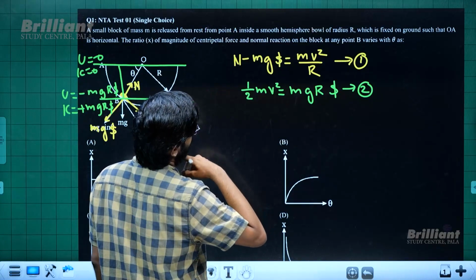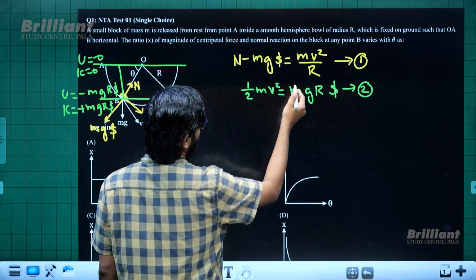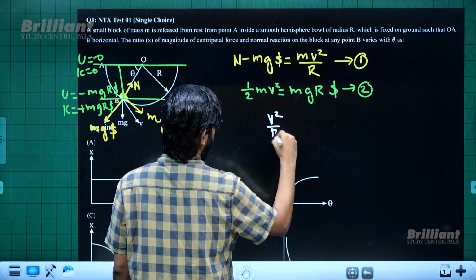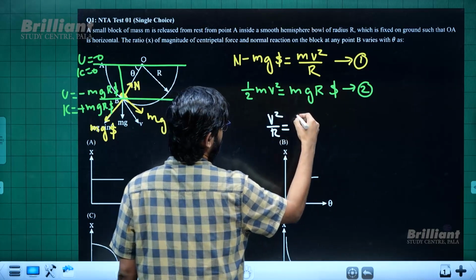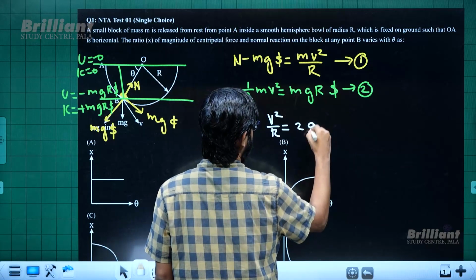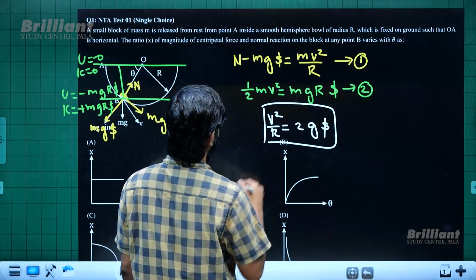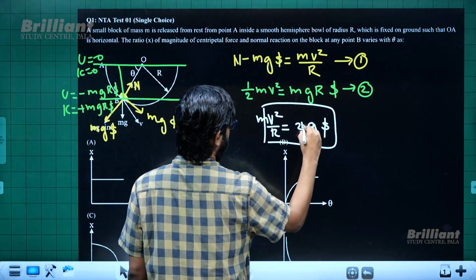Okay, they are asking what is the ratio. Okay, let me see. So let me find centripetal acceleration. So what will be centripetal acceleration? V square by r, from this equation, will be 2g sin theta. So that is centripetal acceleration. So centripetal force is mv square by r, which is 2mg sin theta.